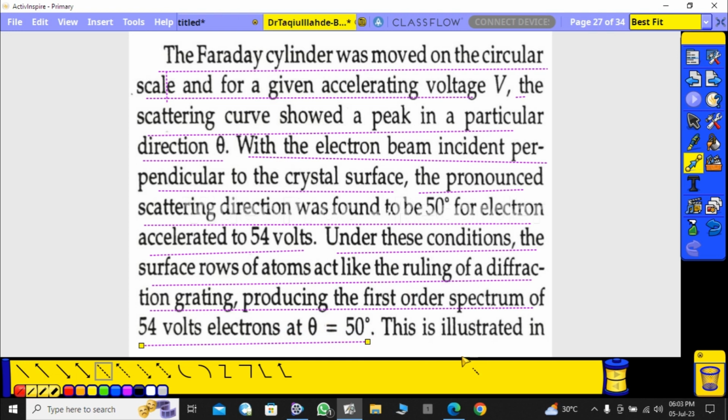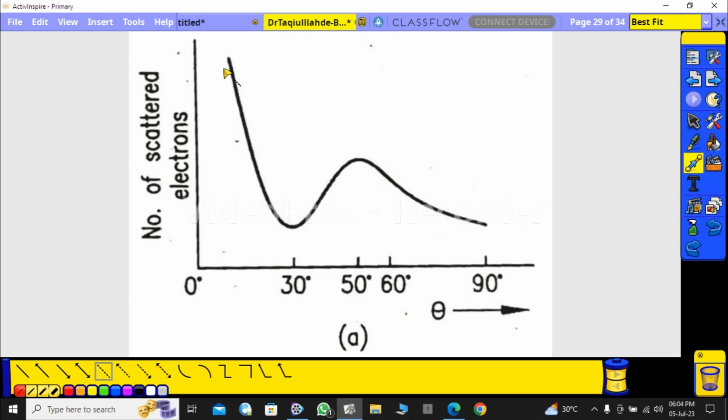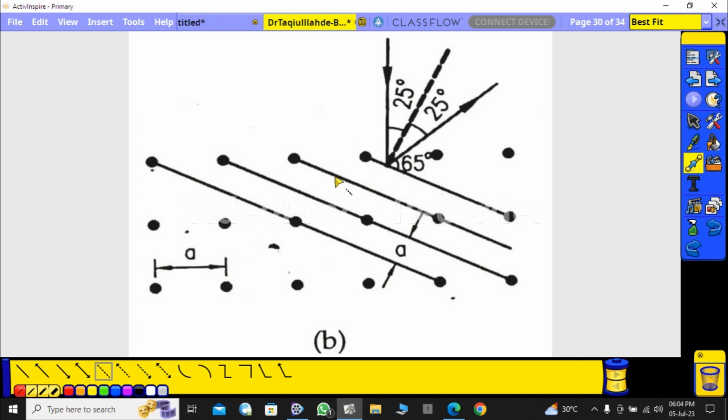So here, at a particular voltage and at a particular angle, the electron will have more effect. It will produce a very good ruling, like it will produce a first order spectrum of electrons. Okay, so this is illustrated in this one, see here. This is the wave at a particular angle, this is the peak. This is the structure of the crystal. So if the light is incident and making an angle, it will be absorbed at this.